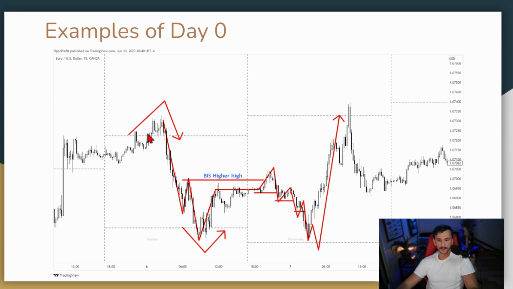Here's another example of a day zero where they've spiked the high of the previous day's high. They spiked the low, previous day's low. And I've drawn the market structure out for you. Lower lows, lower high, lower low, higher high. Look for 3 pushes. 1, 2, 3. W at the low of the day, right at the London session.